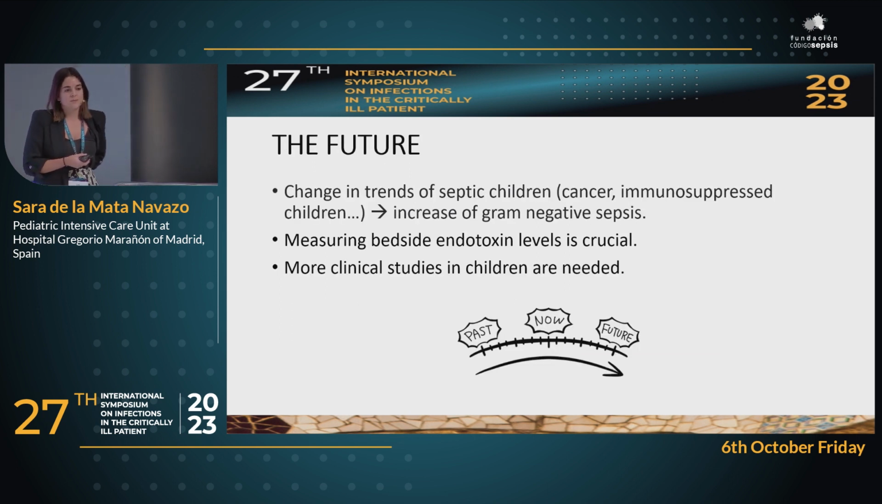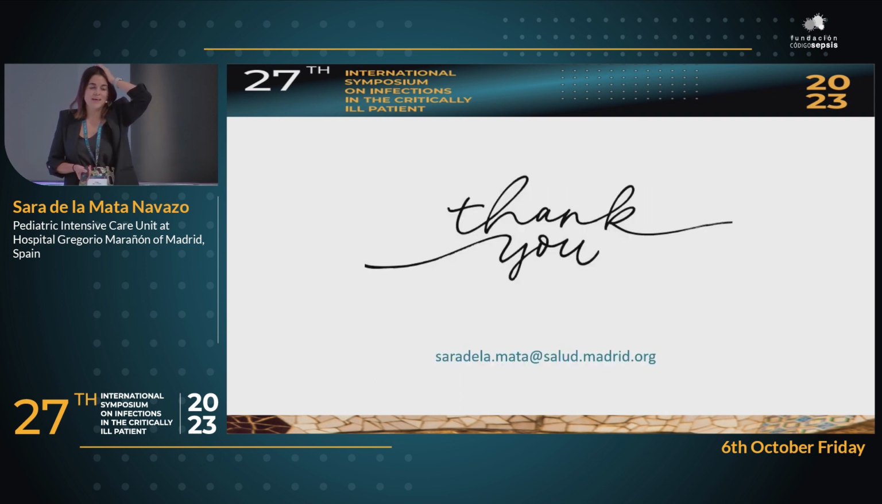Well, a few words about the future. We are seeing a change in the profile of septic children as we have more cancer survivors and immunosuppressed children, and this leads to an increase in gram-negative sepsis. So we'll be using polymyxin HemoPerfusion many times. Again, measuring bedside endotoxin levels is crucial, and of course, we need more clinical studies in children. Thank you, and I'll be happy to answer your questions.